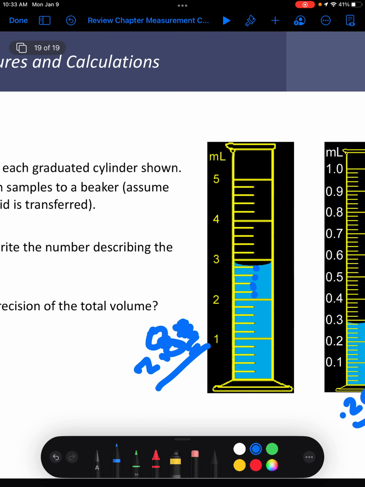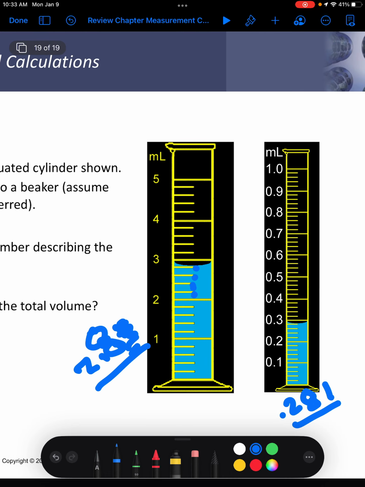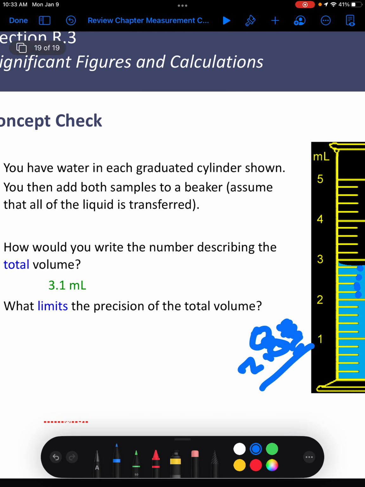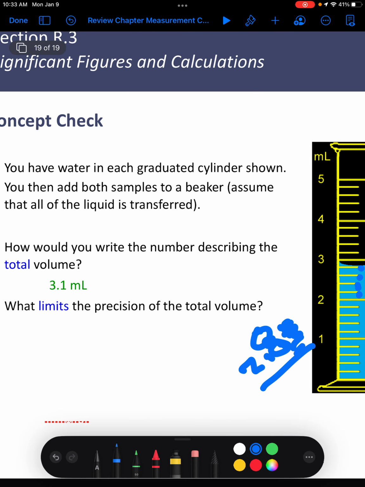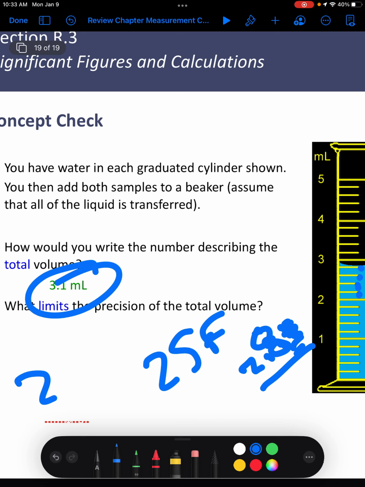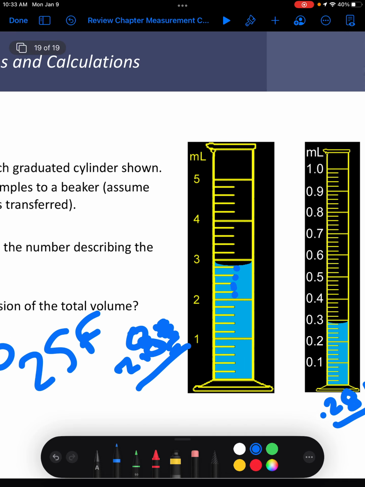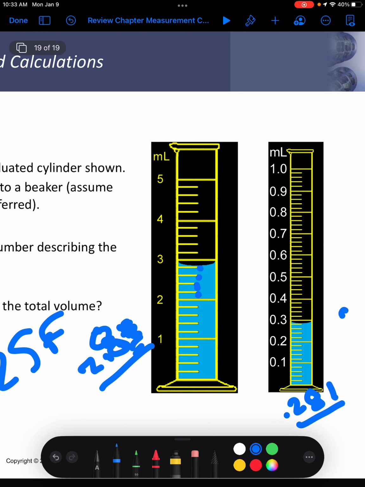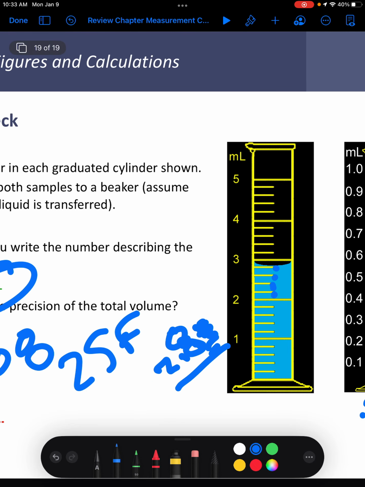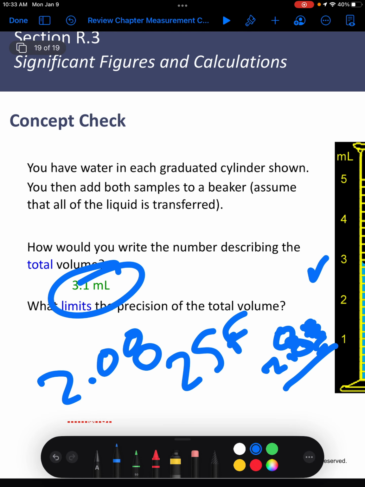So if I add this up, what am I going to get? Well, I'm going to get 2.8 plus 0.281, and that would be 3.081, which we're going to round, given that I only have 2 significant figures in 2.8. Even though I have a very accurate measurement over here, I have a less accurate one here, to 2 significant figures. I need an answer of 3.1.